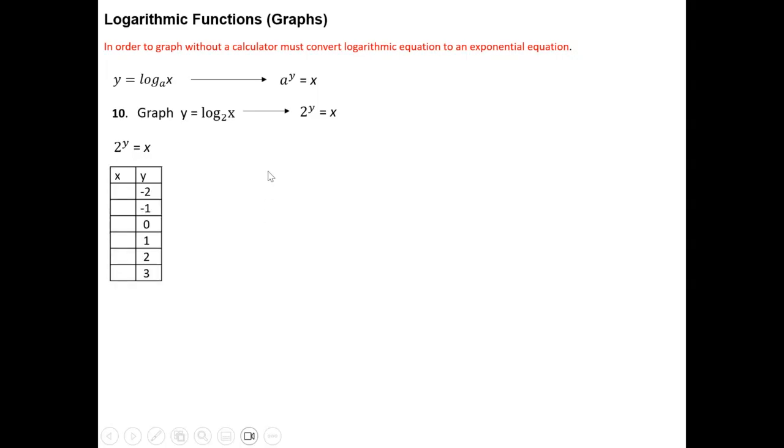So here, instead of plugging in the values for x, we're going to plug them in for y. Why? Because it's easier to plug them in for y and then solve for x. So here we go. We have x equals 2 to the y power. So when y is -2, it's going to give us x equals 1/4.